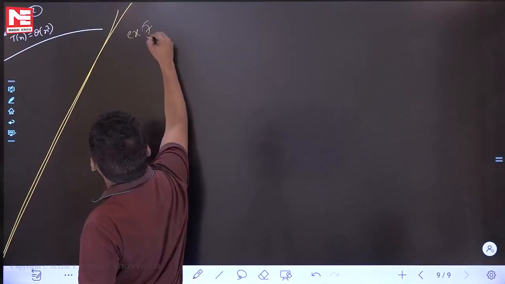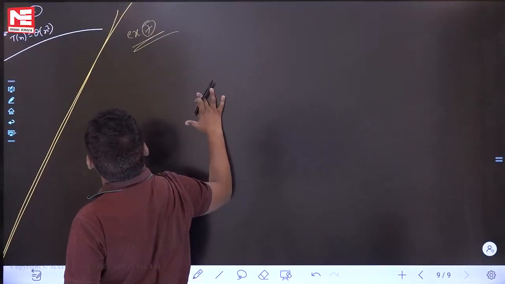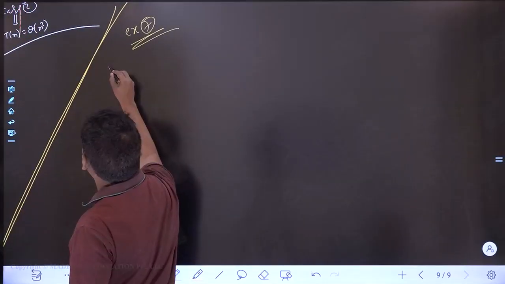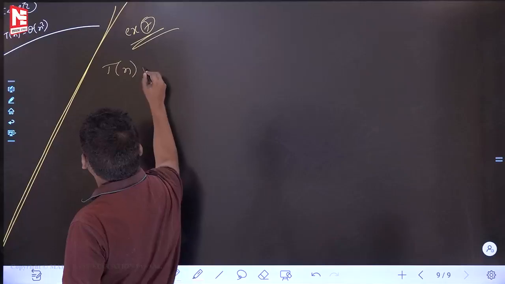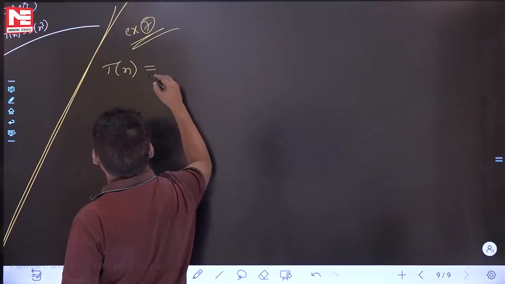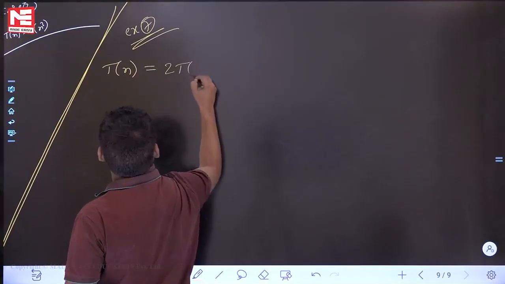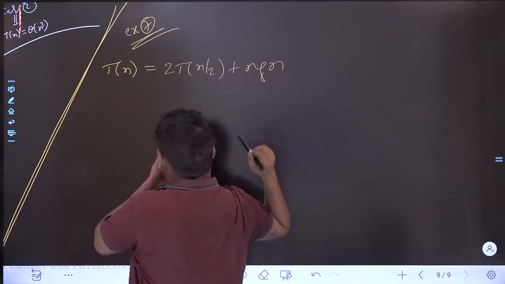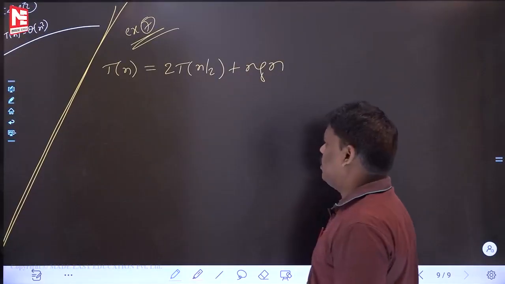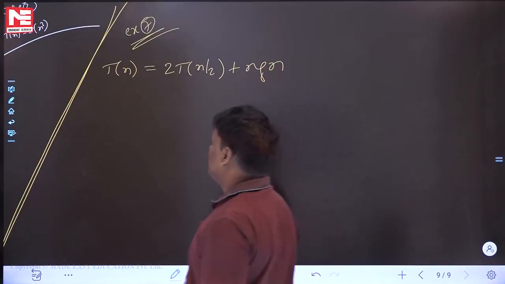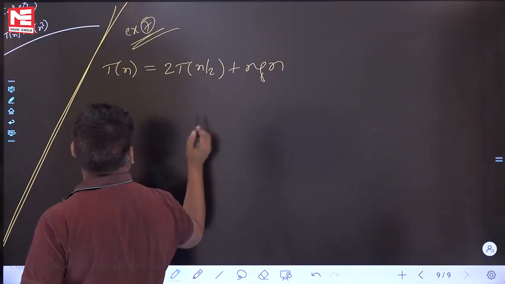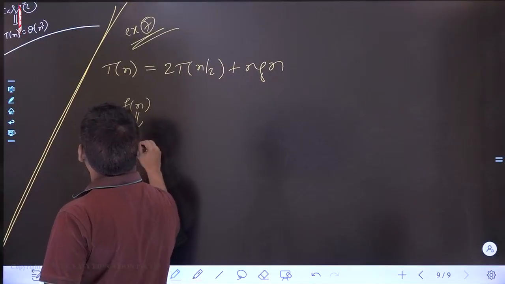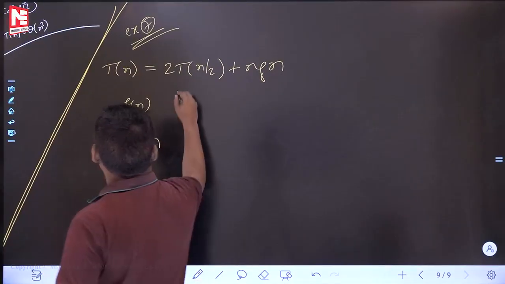Example 7. See the answer, it's an interesting one. It will really trouble you if you don't listen. T(n) = 2T(n/2) + n log n. Listen everyone, an interesting point is coming. Can you help me now? In this problem, what is f(n)? f(n) is n log n.